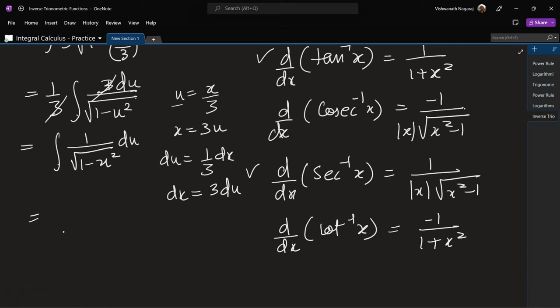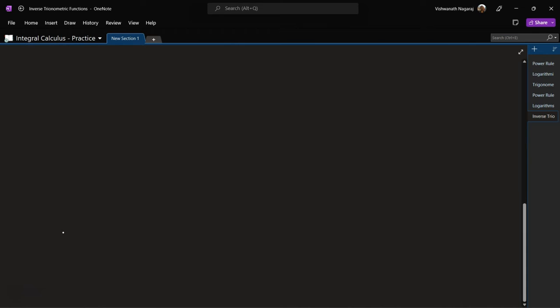So we know this would be sine inverse of u, and if we reverse the substitution, we get sine inverse of x by 3 plus c. Okay, let's look at the second one.